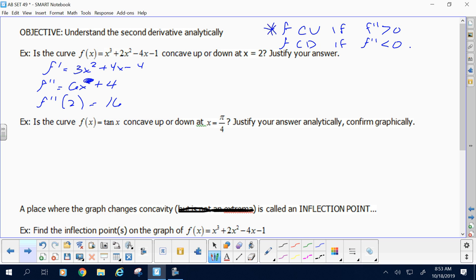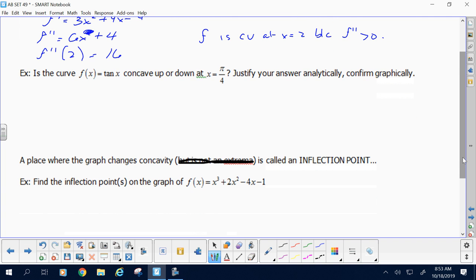Justifying our answer then, we would say f is concave up at x equals 2 because f double prime is positive. And you can again write greater than 0 or is positive or whatever. Either one's fine. Are we good? Okay. Would you try the next example on your own? Or with your amigos?